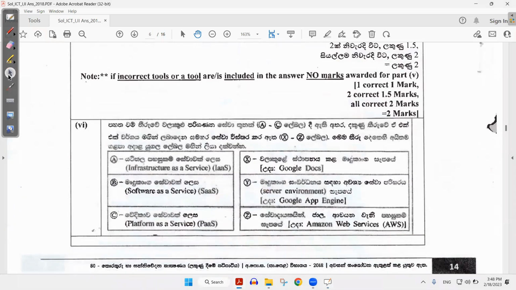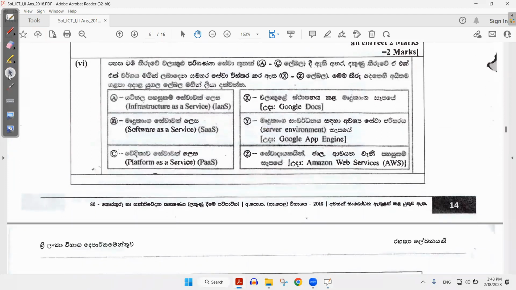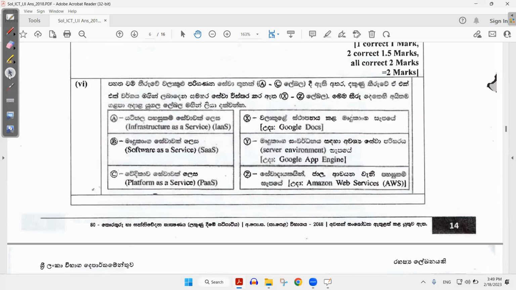Right. And the sixth one. Yes, and they have labels A to C. There are some statements regarding cloud computing. They are asking how it's going to be matched. Right. So yeah, let's do this.